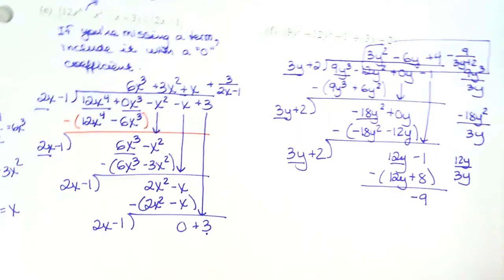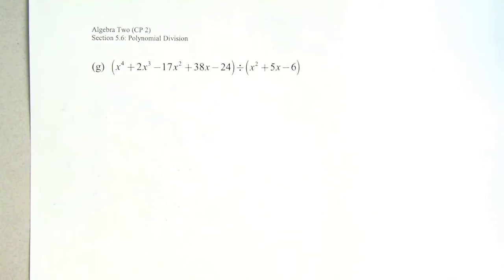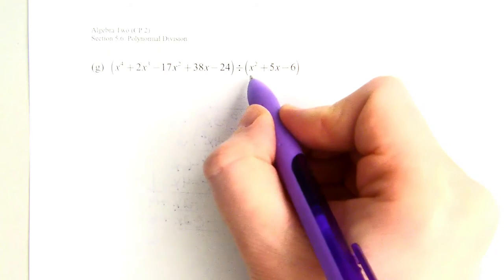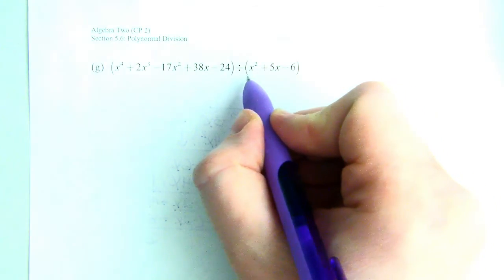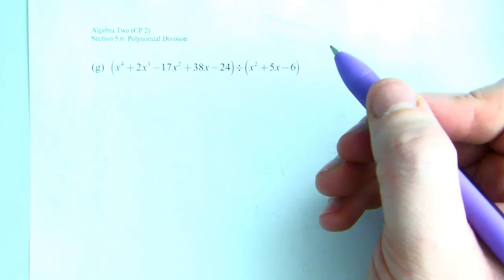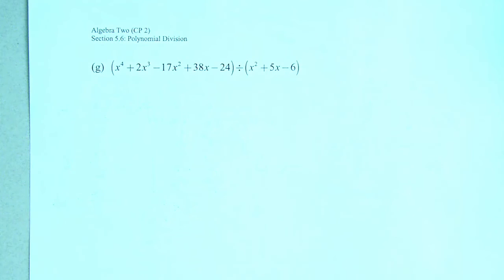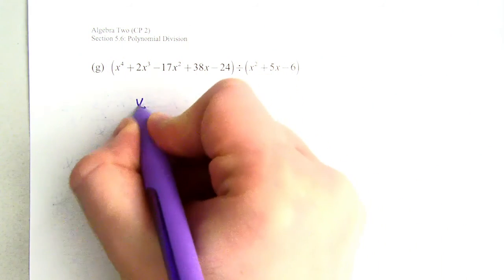Okay, one more variation we need to look at. Next page. How is letter G different? Well, in letter G, we're dividing by a quadratic trinomial. Neither of these things would work in some of the other division methods that we'll deal with. Long division is really the only way we can deal with this. Here's the good news, though. Nothing changes in the process. I'm going to write it out.